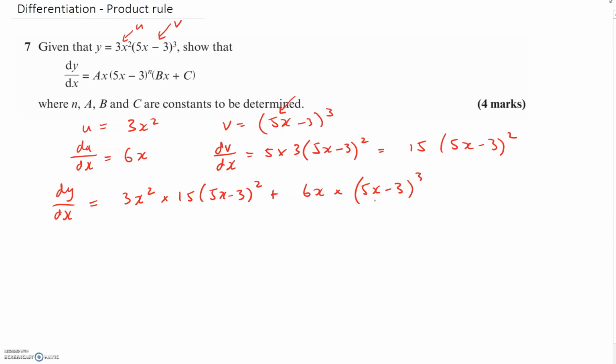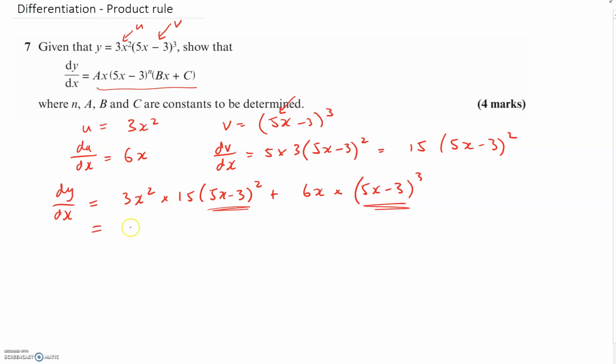Now, if we look back at the question, it says it wants it in this form. So it wants you to leave the bracket 5x minus 3 to the power of something, and we've got those here. It looks like we're going to have to factor out that, and I think we could factor out to the power 2, because we've got power 2 and power 3, and then kind of tidy up the rest of the algebra. So that's what it's asking you to do. Let's see how it turns out.